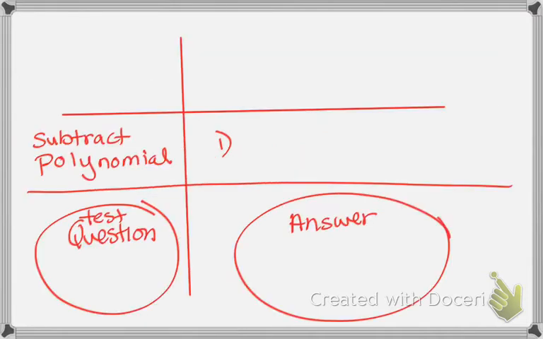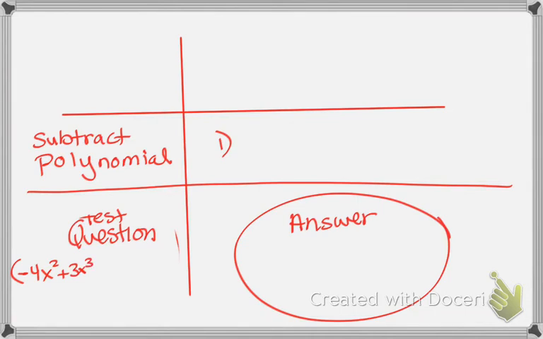All right. Can somebody give me their test question they came up with? I'll go first. I wrote add polynomials, and then I wrote the quantity of negative 4x squared plus 3x cubed minus 9, plus the quantity of 10x squared minus 8x cubed. I should have more room here, huh? Plus 10x squared minus 8x cubed.